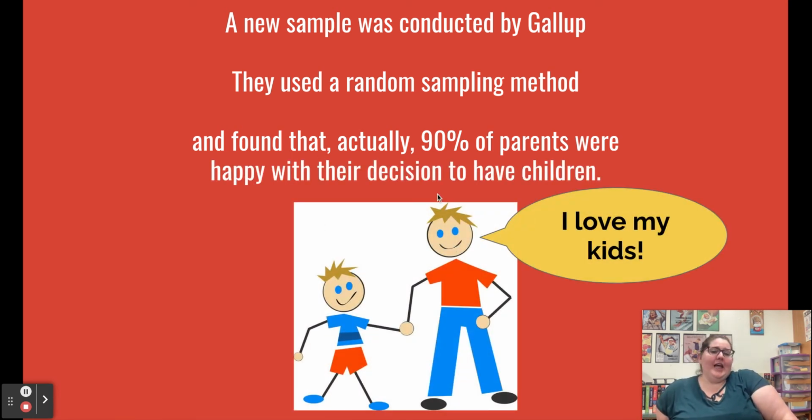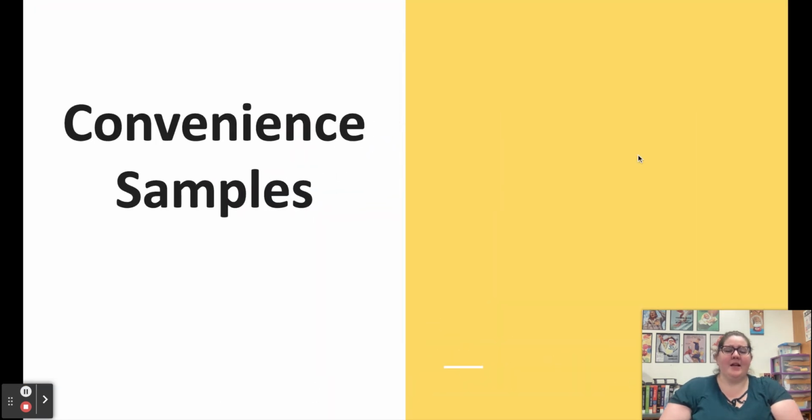Right, so this is what they look like. When we take a random sample, we're getting an actual sample that's representative of the entire population of all parents, versus just putting it out there for whoever feels like responding and getting something that's very biased. So that's one way that we can have bias in the way that we take our sample.